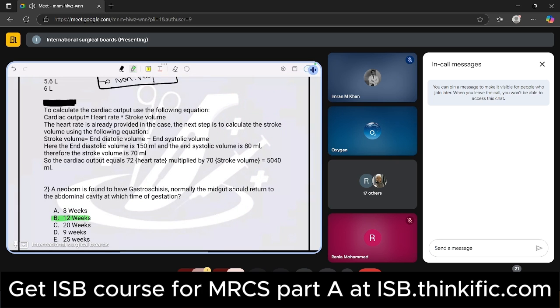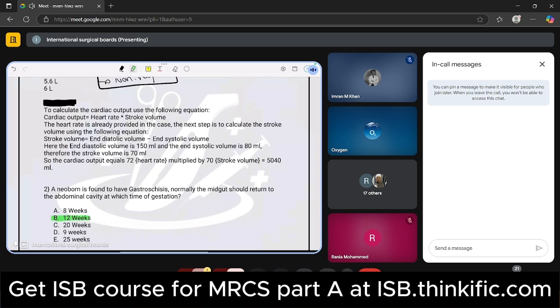Yeah, so at 10 to 12 weeks the midgut physiologically herniates outside of the abdominal cavity, right? So it returns back at 10 to 12 weeks. It herniates physiologically, but then it should physiologically return back. If it doesn't return back, the result is omphalocele. We've already talked about that.